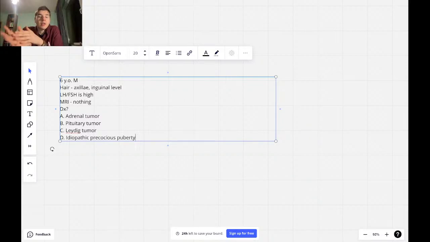In the case of Leydig tumor, once again, there will be peripheral production of hormones which will blunt the hypothalamic pituitary axis, leading to low levels of LH and FSH. Let's review a bit the algorithm to think about precocious puberty causes.